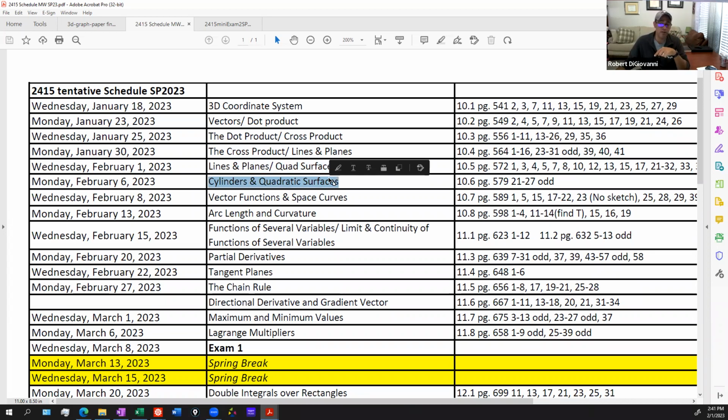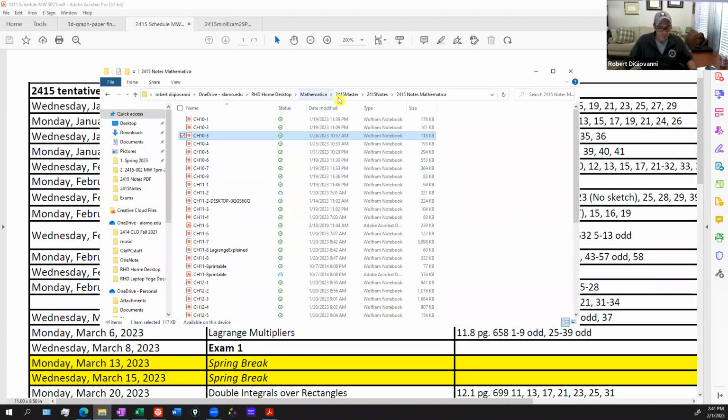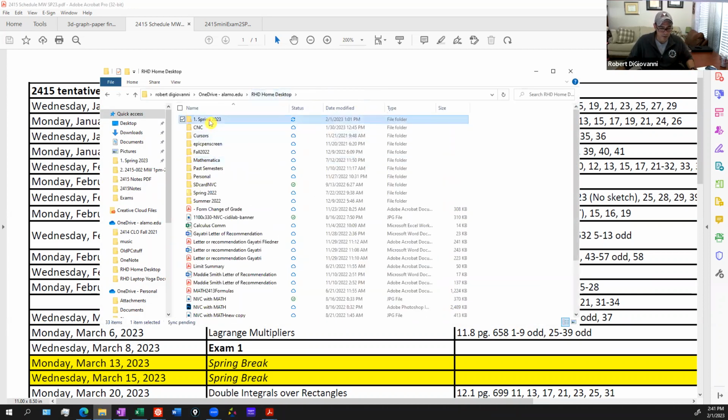We will actually get into vector functions and space curves next time, which is good because your mini exam 2 that I just sent you goes up through 10.7. So by the end of next week for sure we'll be through 10.7. On your mini exam that I sent you, last thing here, I promise.